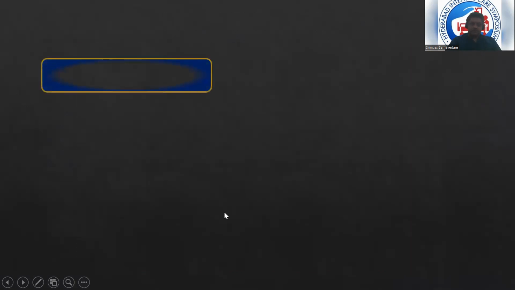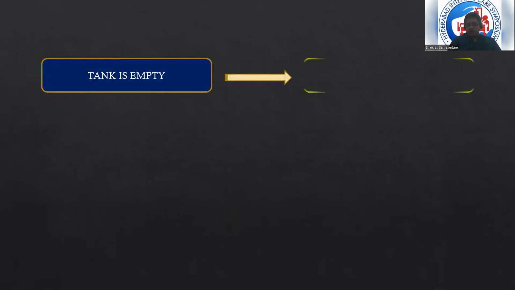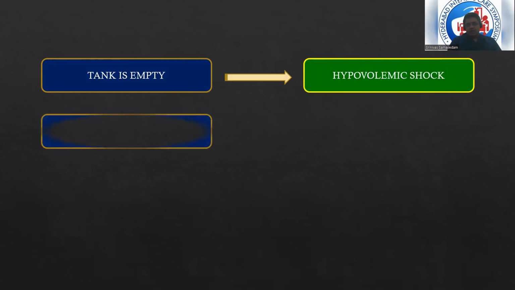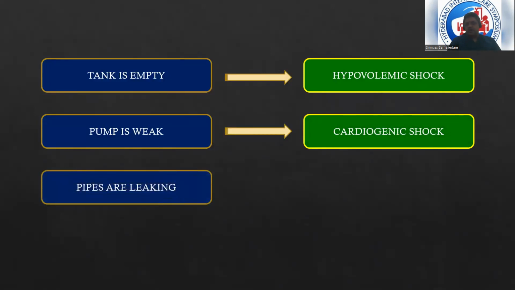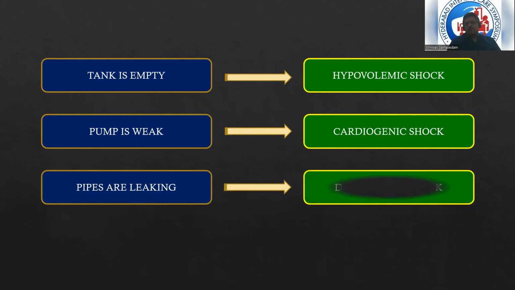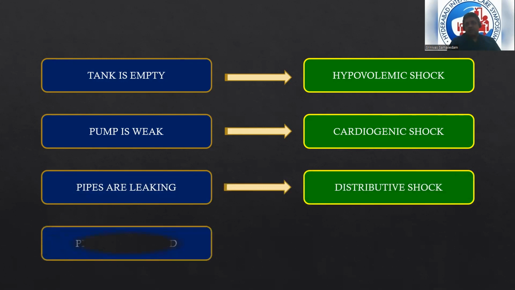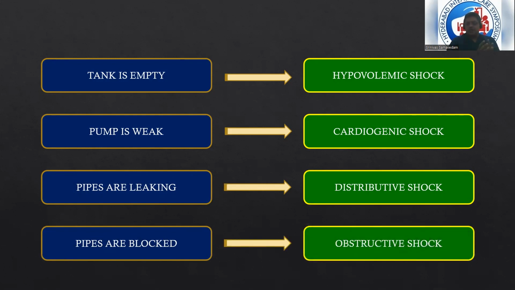So if you look at an empty tank, you can call it a hypovolemic shock. If you are looking at a weak pump, that is the pump does not have enough horsepower, it is a cardiogenic shock. If your pipes are leaking, it is a distributive shock. And if the pump is pumping well, but the pipes are blocked or the tap is closed, you are looking at an obstructive shock. So this is a simplistic description of the various types of shock, which we all know.